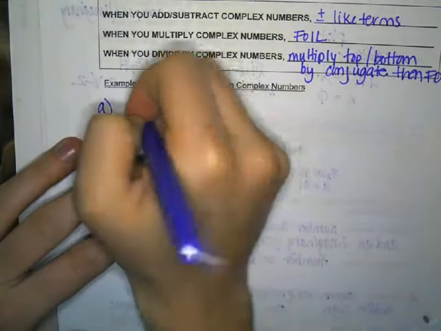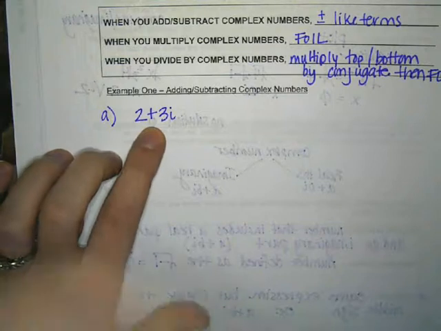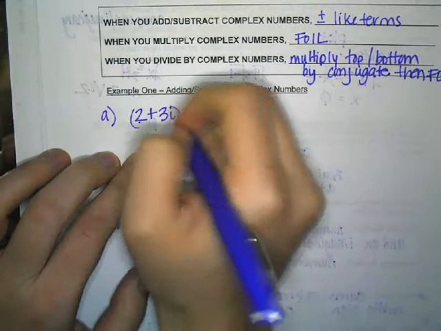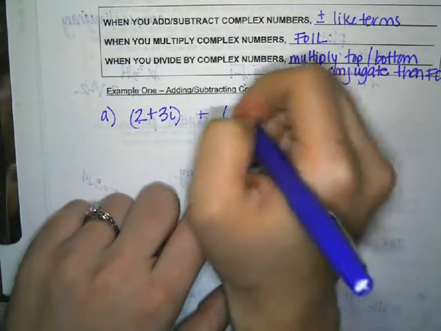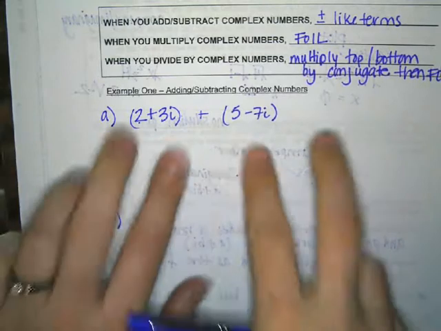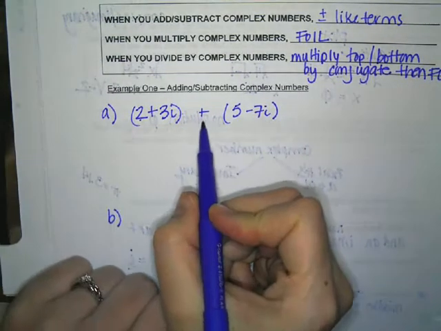Okay, so let's look at some examples. We're just going to do an a and a b for example 1. Adding and subtracting complex numbers. So, if one complex number is 2 plus 3i, because a complex number just means you have a real part and an imaginary part. And then we want to add it to another complex number, let's say 5 minus 7i. If there's parentheses or there's no parentheses, this sign in the middle tells you what to do. So we're adding these together.